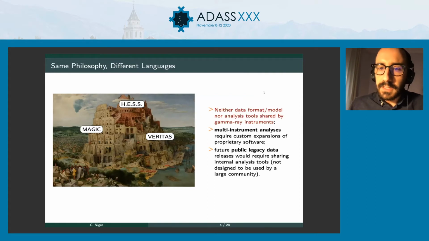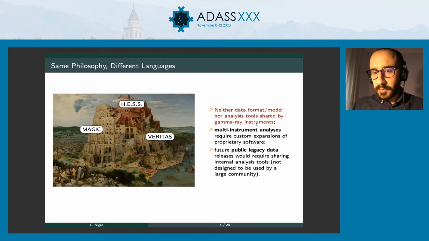As a matter of fact, neither data format nor data model is shared by current gamma ray instruments, and multi-instrument analysis basically requires custom expansion of proprietary software. This also means that if we want to make a public legacy data release of our current data, we would need to release our internal analysis tools that are not designed to be used by a large community.